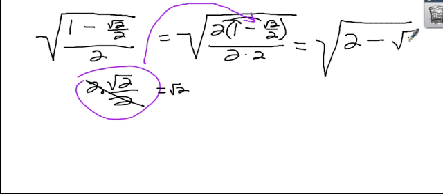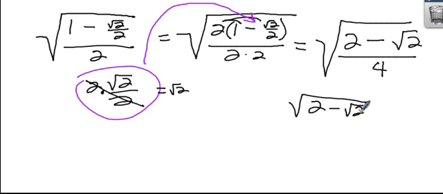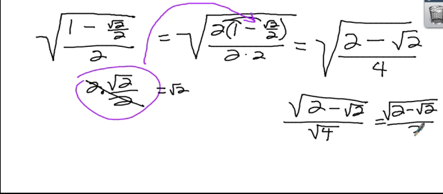Okay, so now I have a root 2 over 4, right? 2 times 2. Well, split up the top and bottom and I get 2 minus root 2 over root 4, and that gives me square root of 2 minus root 2 over 2. Now this square root under the square root, not really a lot I can do with that. This is my final answer.